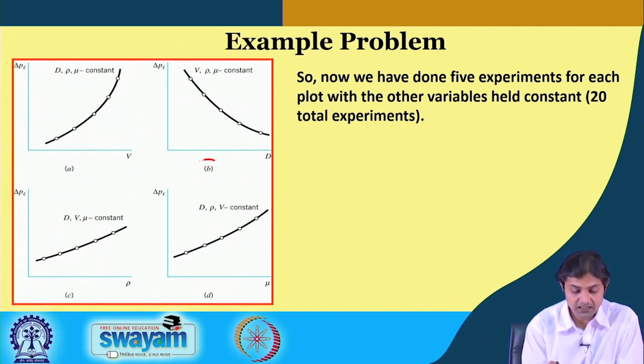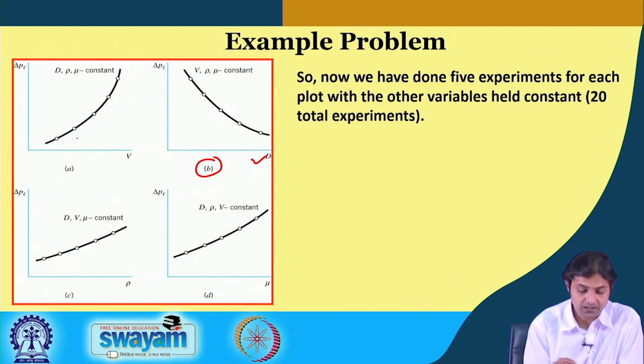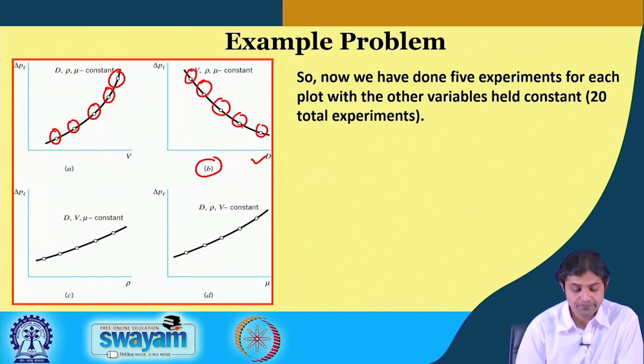In the second, B, we are holding velocity, rho and mu constant, and we are varying the pipe diameter as we discussed in the last slide, and start measuring. So, we see both in A and B, we have done 1 experiment, 2 experiments, 3, 4, 5, correct. In C, here also 1, 2, 3, 4, 5. Here also in graph C, we have varied only the density and have constant d, v and mu.